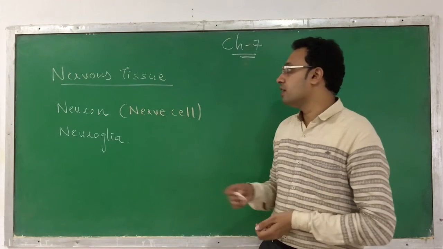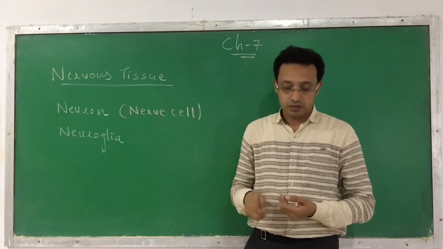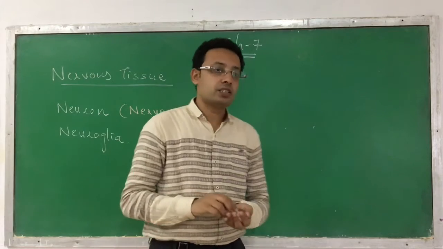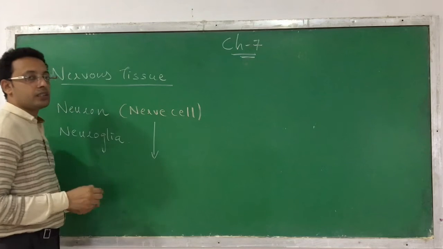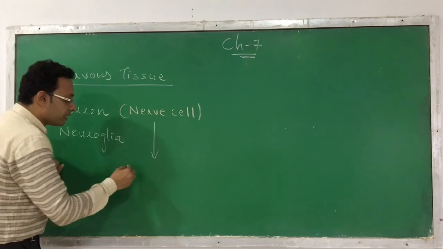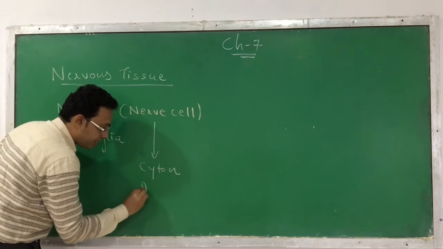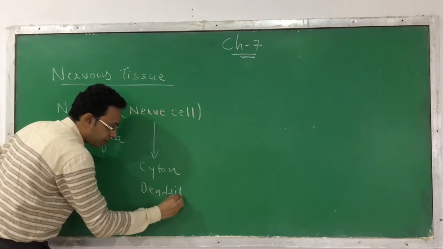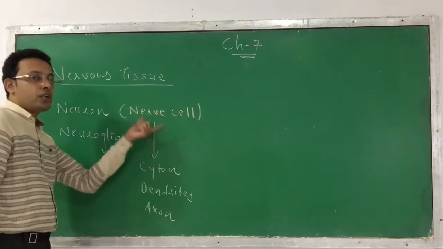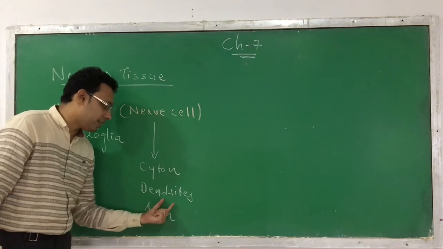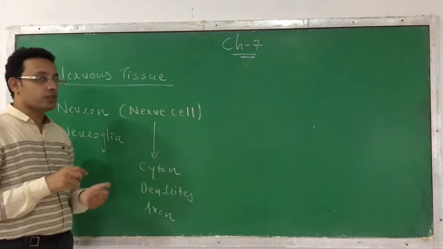Today we have to learn regarding this structural and functional unit of the nervous system, and that is a neuron. So let us discuss the structure of a neuron. The neuron or the nerve cell consists of the cyton, dendrites and axon. Clear? So the nerve cell or the neuron is composed of cyton, dendrites and the axon. We will learn each part of this nerve cell or neuron.